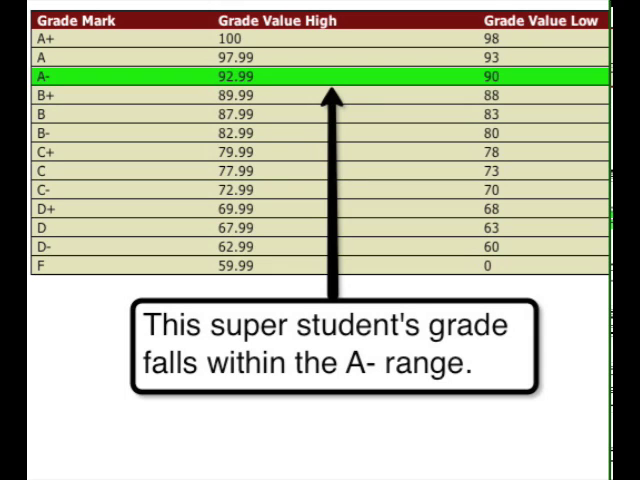Here's the grade scale for this class. Compare your percentage to the scale and find your letter grade. In this example, 92.99 to 90% is an A-. This student falls within the A- range.